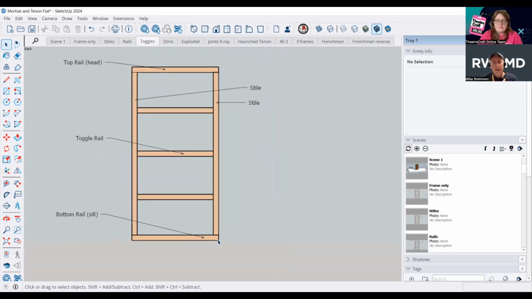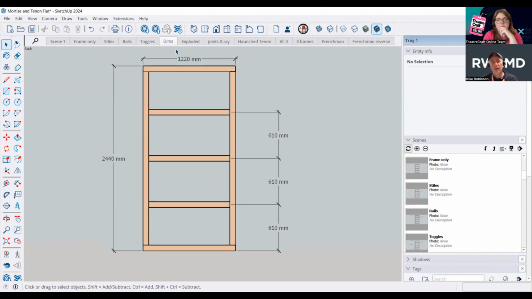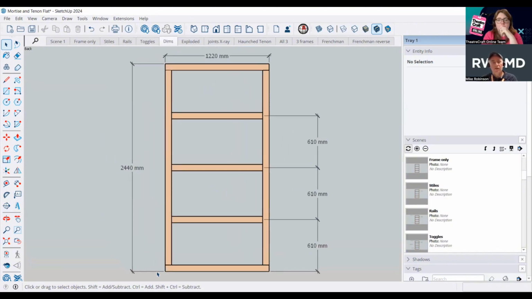So that's the main reason. There's another really good reason: when you are going to make a flat, you do have to make a cutting list. As you can see, for example, the height of this flat, let's have a look, bring the dimensions in. Height of this flat, 2440, 1220, and you can see the stile isn't 2440, it's shorter. And again, the toggles are shorter. So you have to do a little bit of maths.